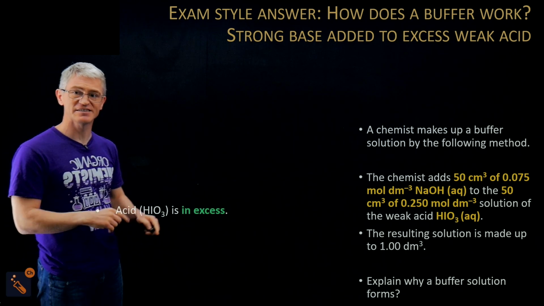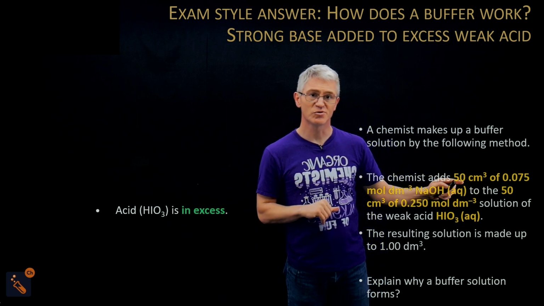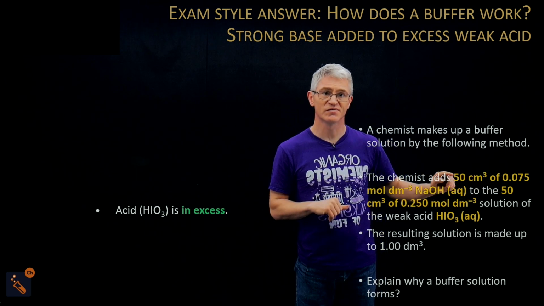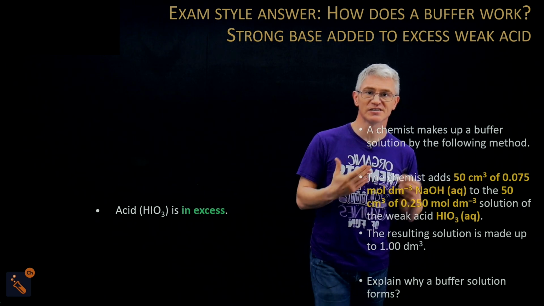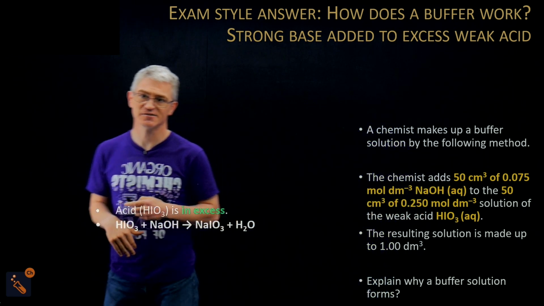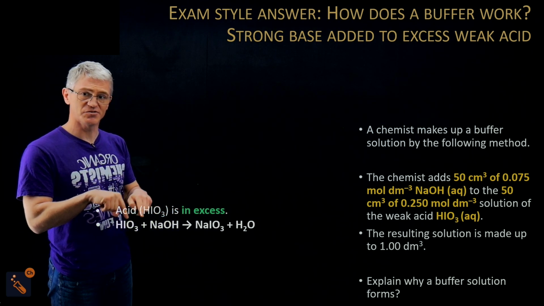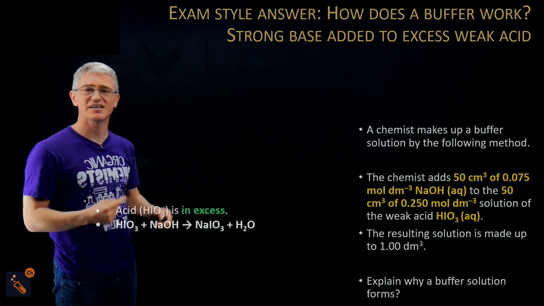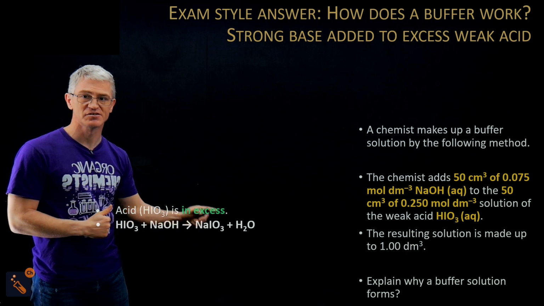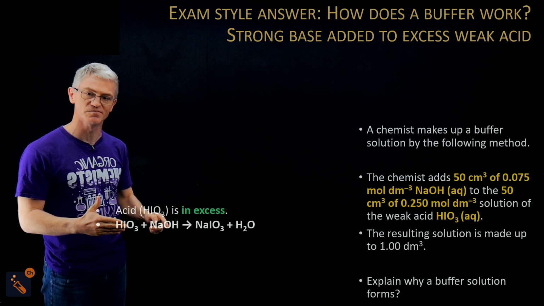First of all, the acid is in excess. So you could work that out by doing 0.05 times 0.075, okay, 0.05 times 0.250, and you'll find that the acid is in excess. Now, you have the equation of HIO3 plus the sodium hydroxide goes to NaIO3, and that basically means there's your conjugate base. So you need to include the equation. If you're talking about how this works, you need to include the equation.